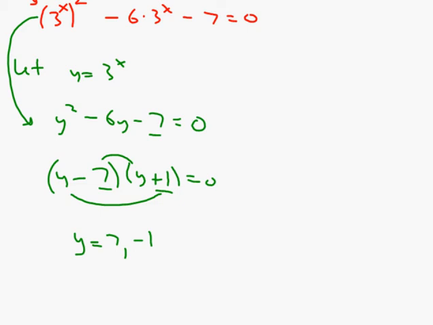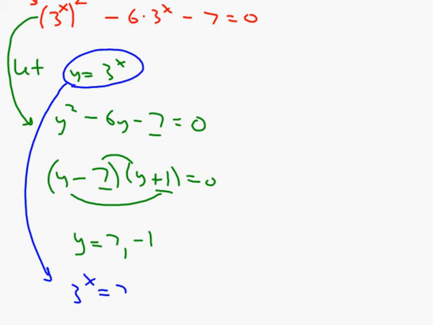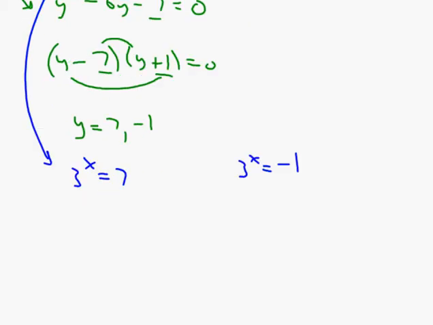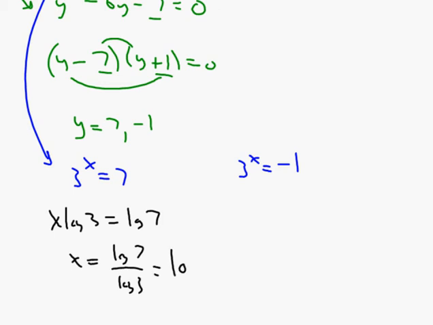But that's not what we were solving for. We were actually solving for x, so we have to be careful. We really know that 3 to the x equals 7 or 3 to the x equals negative 1. Now we're just solving these like we normally would, taking the log of both sides. Here you have x log 3 equals the log of 7, or x equals the log of 7 over the log of 3. With the change of base formula, that's log base 3 of 7.